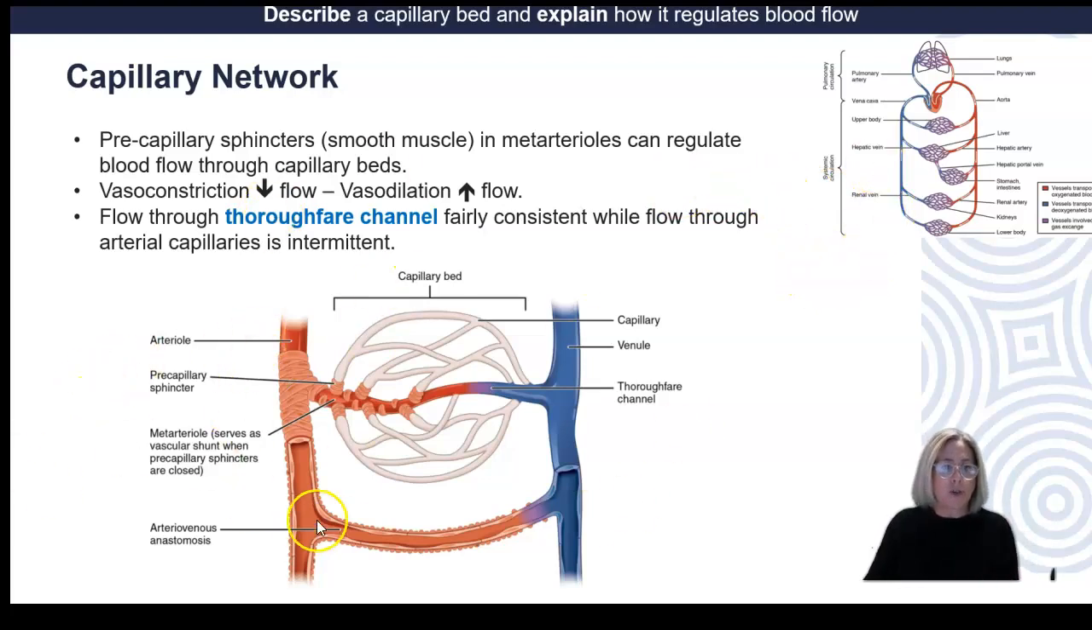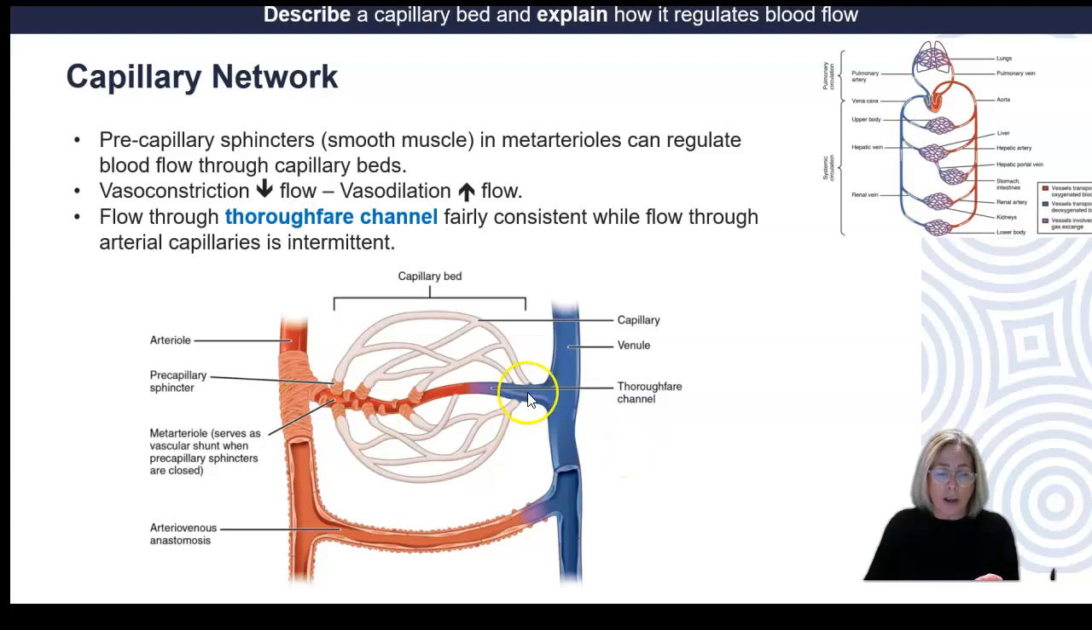All right, let's go back to this figure here. So you can see here in a capillary network, as I mentioned right at the last part of the previous recording, we have these precapillary sphincters, which are smooth muscle, and they're found in those metarterioles, and they therefore can regulate blood flow through the capillary beds. Right, so this is smooth muscle. When it contracts, it's going to cause vasoconstriction, and therefore there's going to be decreased flow of blood through this capillary bed. If the precapillary sphincter smooth muscle cells relax, that's going to open up the capillary bed, and you're going to get increased flow due to that vasodilation.